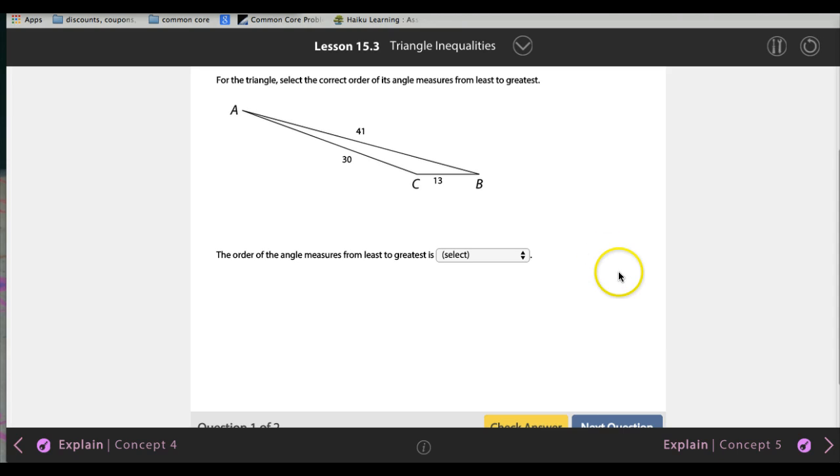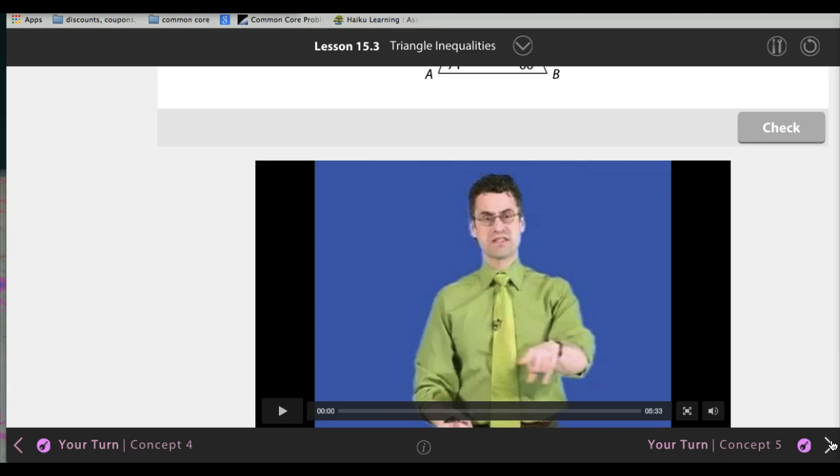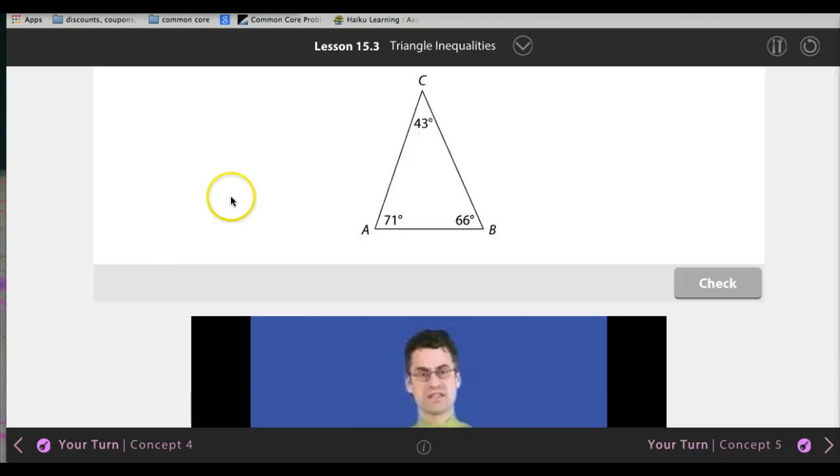And so I don't have to really explain how to solve this your turn question. And then over here it's the same thing.